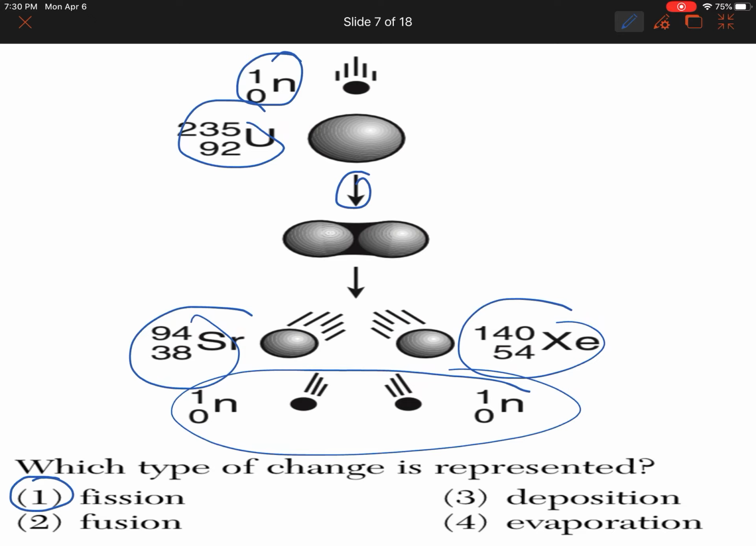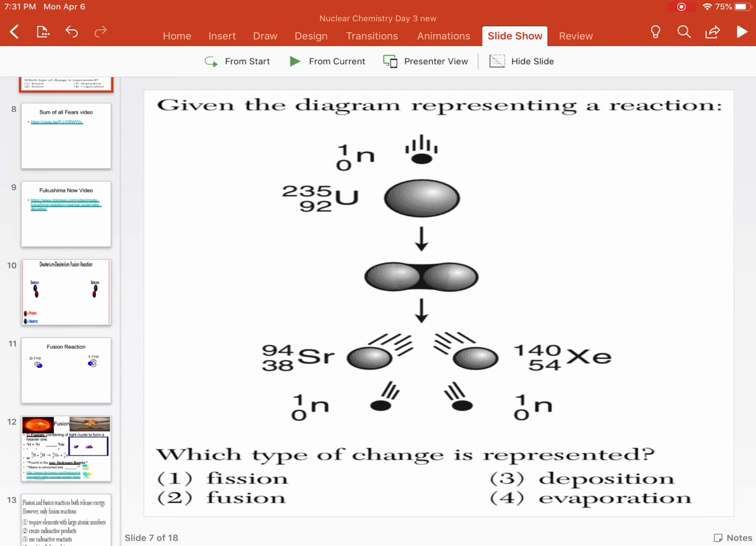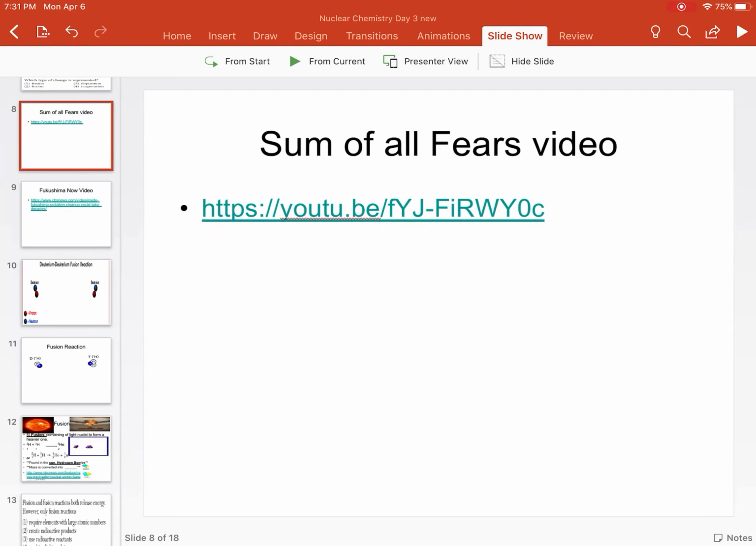Why? What does fission mean? To split. You see how this particle splits up, and then they go their separate ways. Splitting of the nucleus, okay? Which releases a tremendous amount of energy. Here's a little clip here, Sum of All Fears.